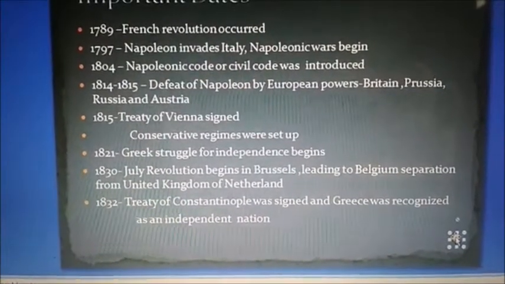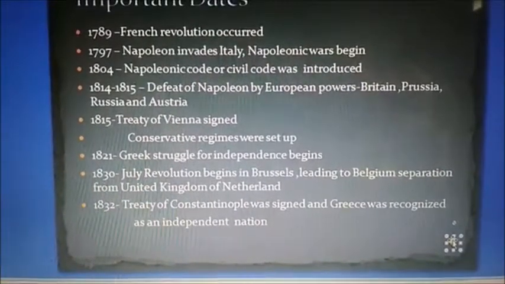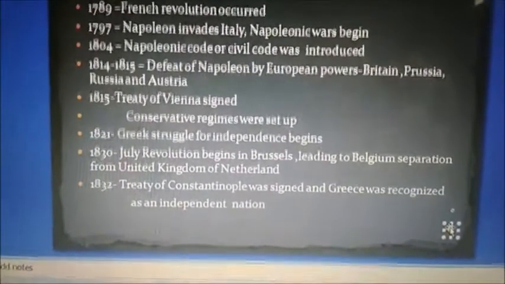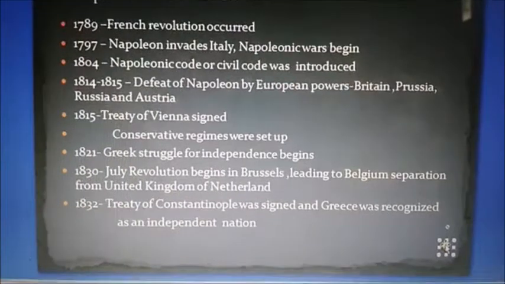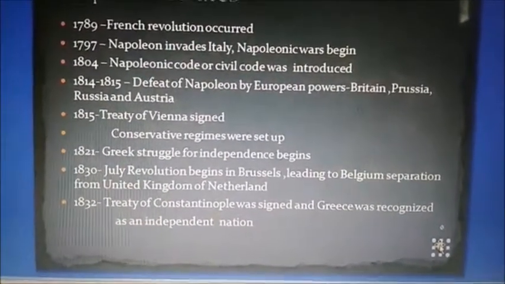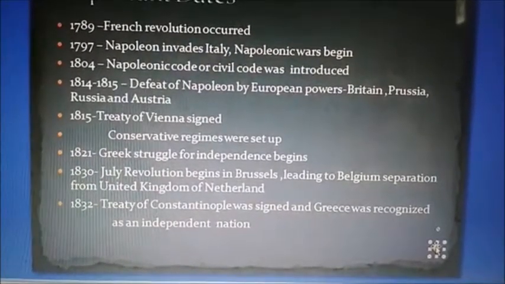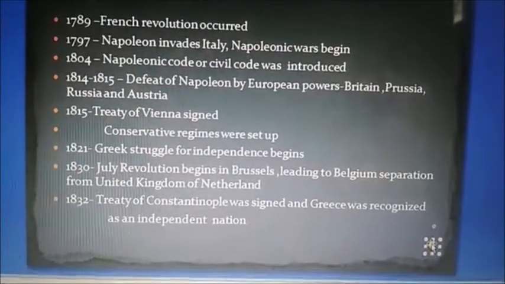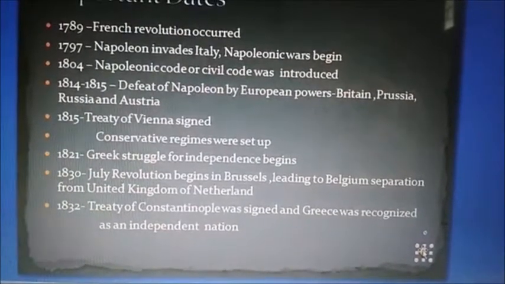This conservative regime once again started in many countries. Now the period 1821, Greek struggle for independence began. Greek War, or we call it the Greek War of Independence. Since the 15th century, Greece was a part of the Ottoman Empire. Ottoman Empire was holding a strong hold over Greece, and so Greece no longer wanted to remain under its control. So we call this struggle the Greek struggle for independence.